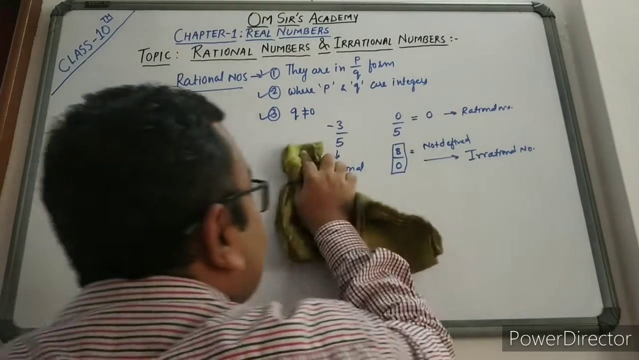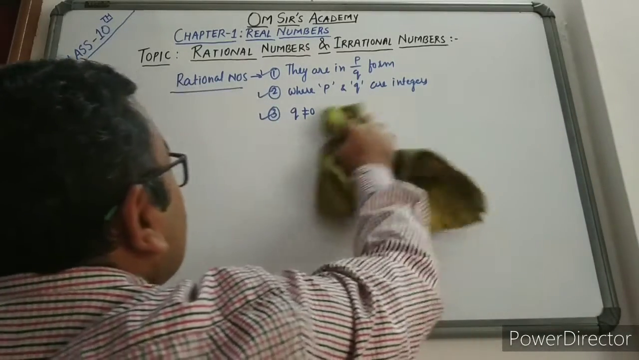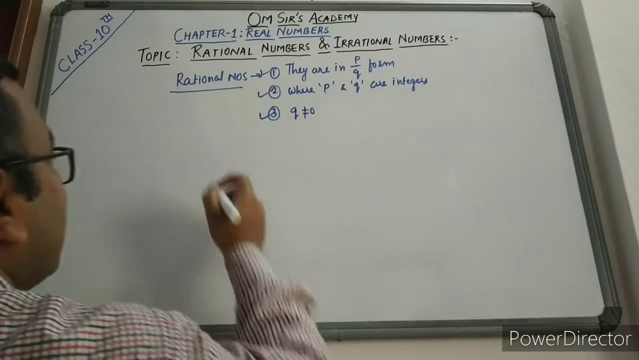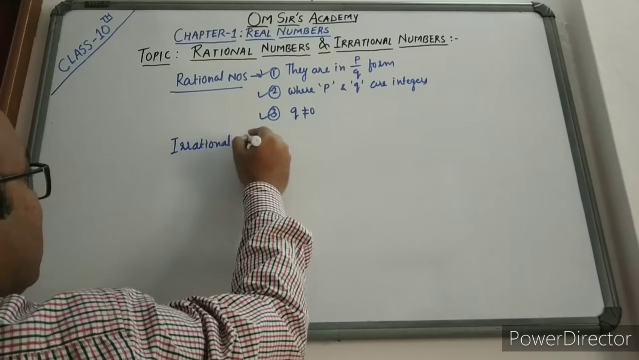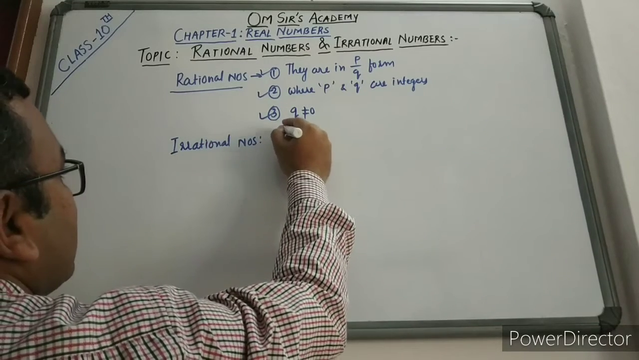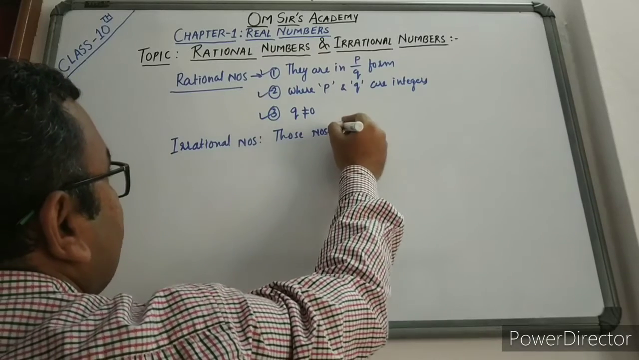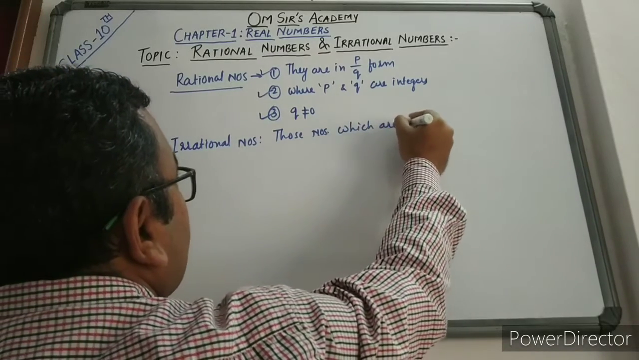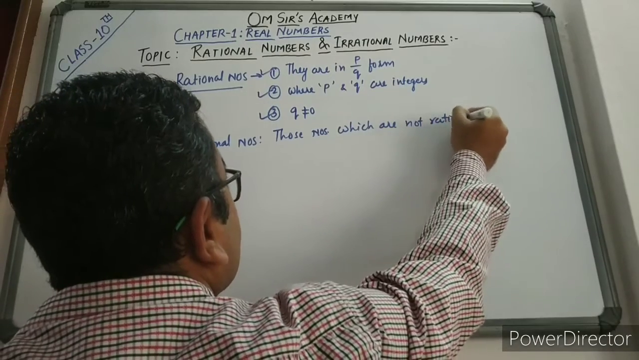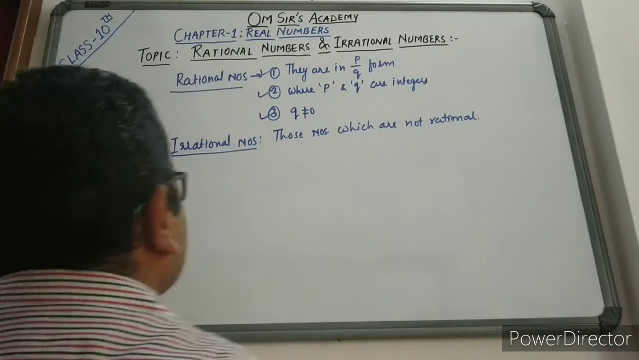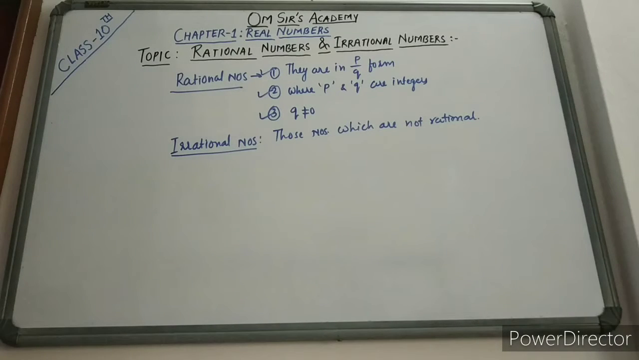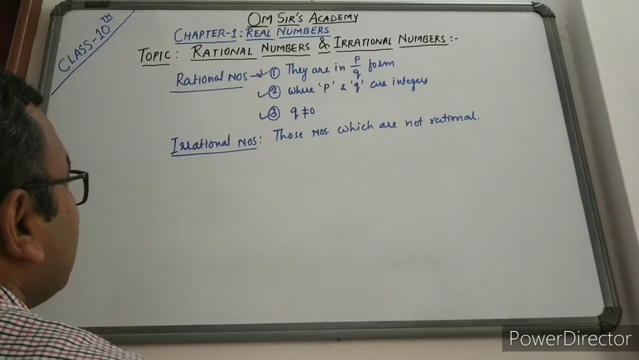Now let us come to the irrational numbers topic. Irrational numbers are those numbers which are not rational. The simple definition of irrational numbers is those numbers which are not rational are called irrational numbers. Simple and easy. Is it clear? So those numbers which are not rational are called irrational numbers. Is it clear friends? Now what types of irrational numbers are there?